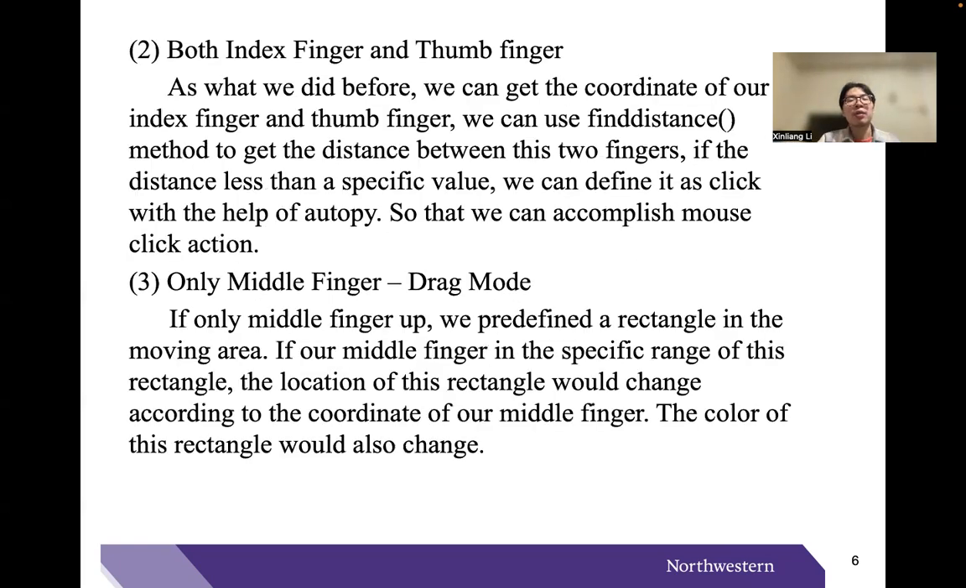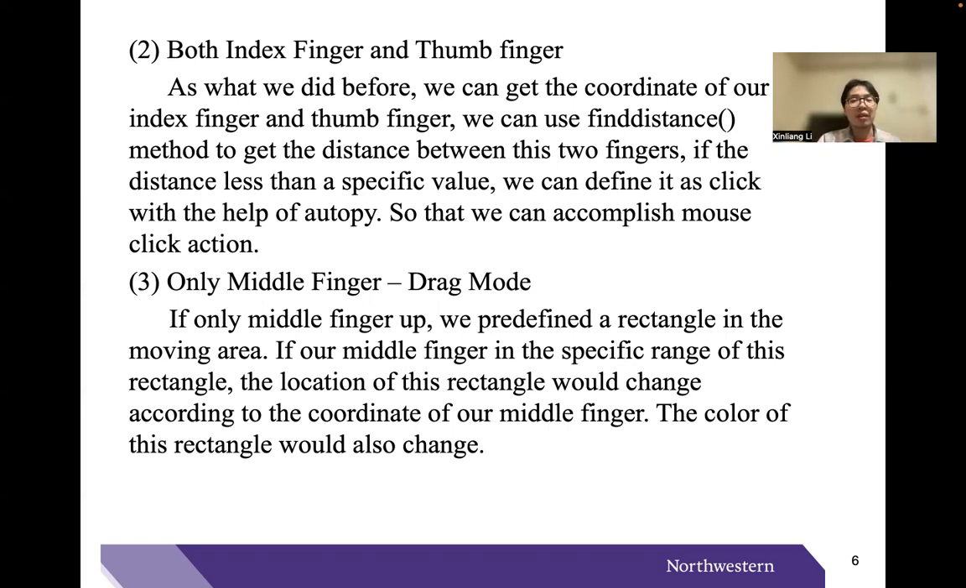The second function uses both the index finger and thumb. As we did before, we can get the coordinates of my index finger and my thumb. We can use the find distance method to get the distance between these 2 fingers. If this distance is less than a specific value, we define it as a click with the help of AutoPy.